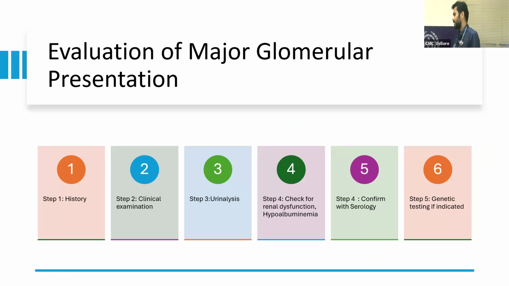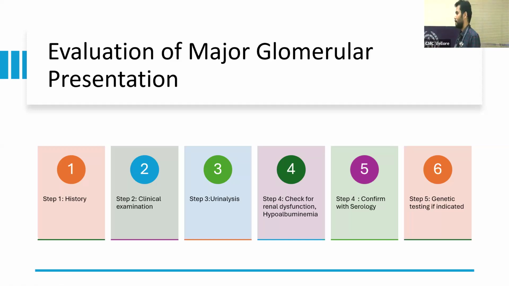So how will you evaluate these glomerular diseases? First, history is very important, followed by clinical examination. Then urine analysis in the form of urine microscopy plus urine dipstick, then protein quantification. Along with that you have to check for renal dysfunction, quantify the severity of the renal failure and the severity of hyperuremia. Once you confirm nephrotic or nephritic syndrome, then you have to search for the secondary causes.